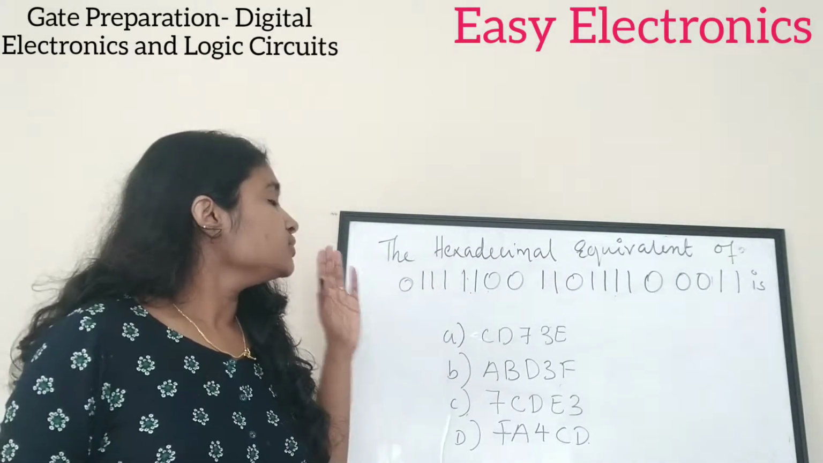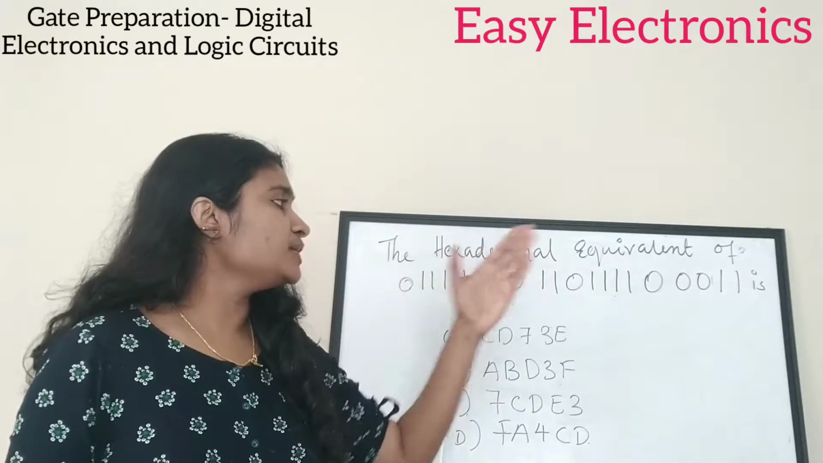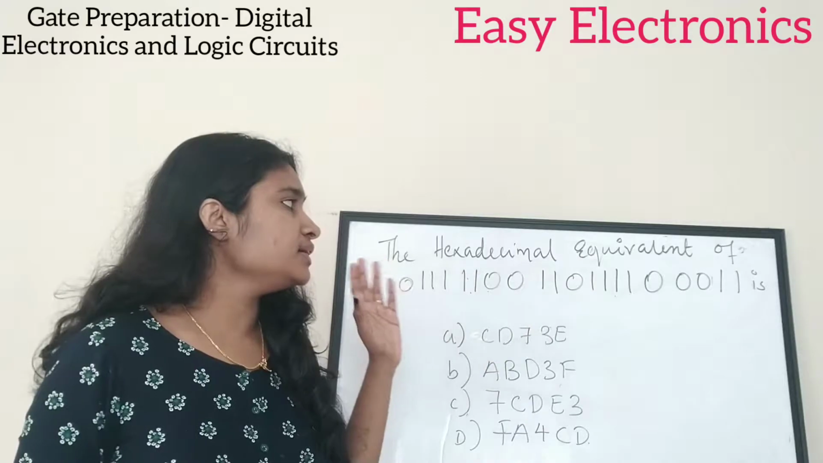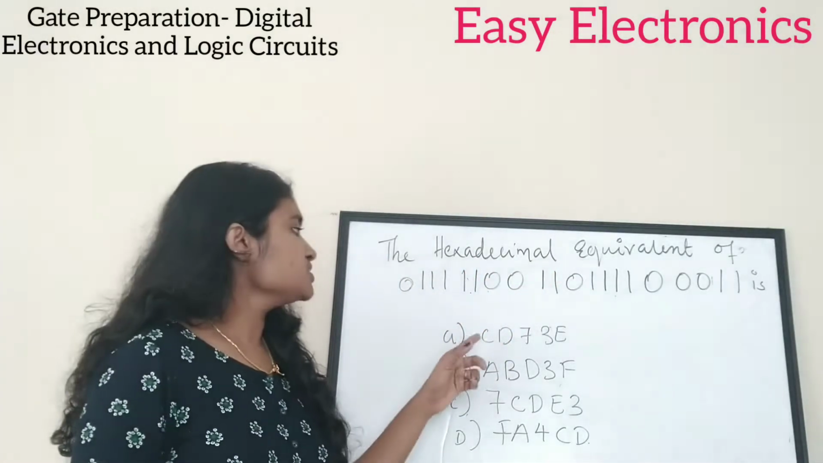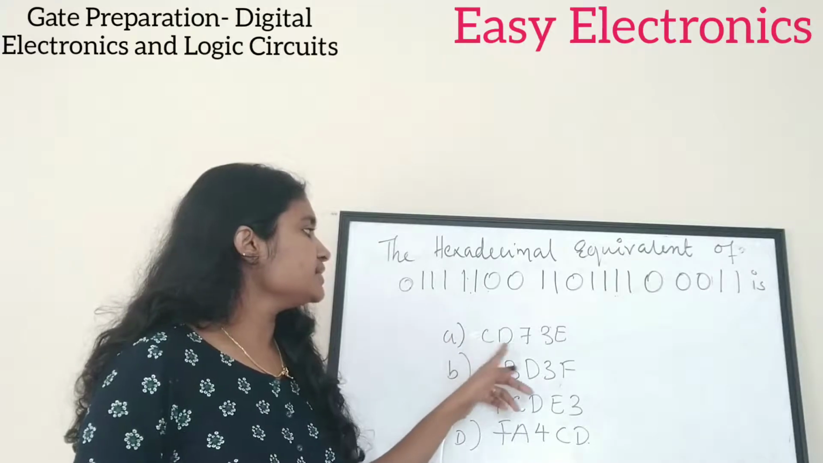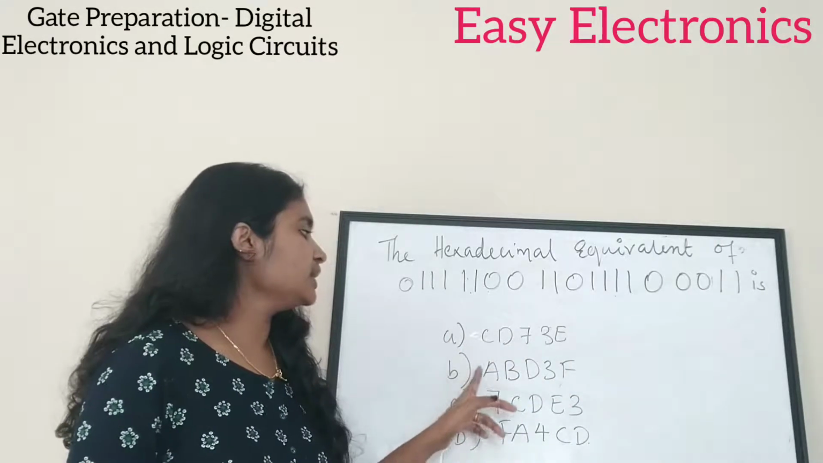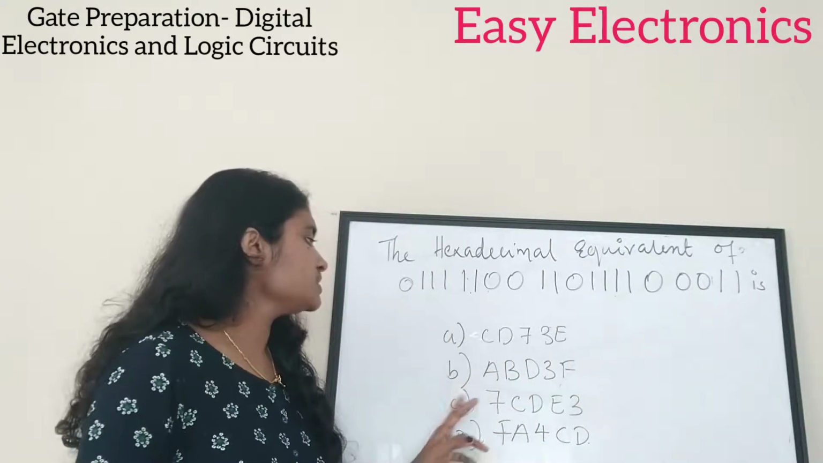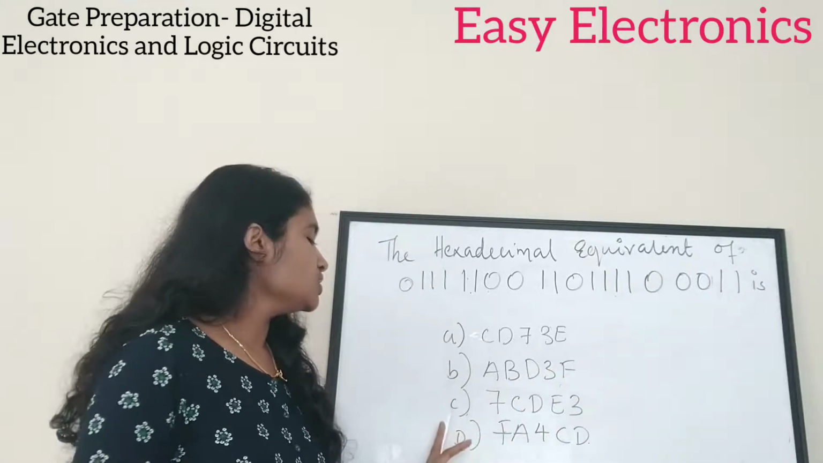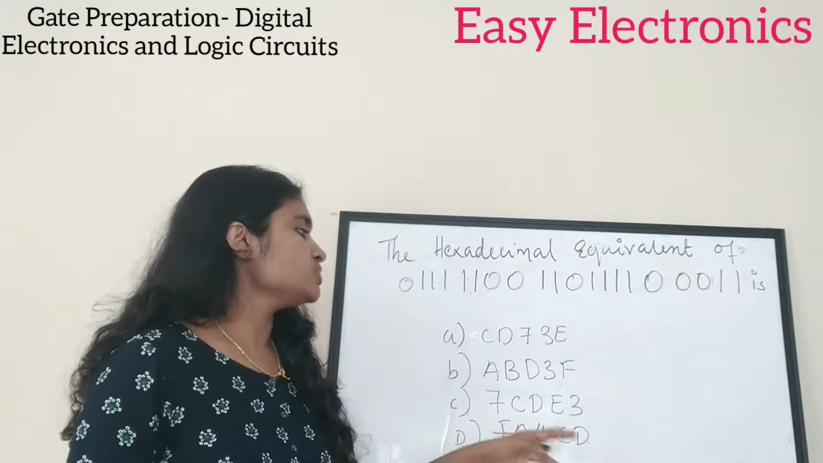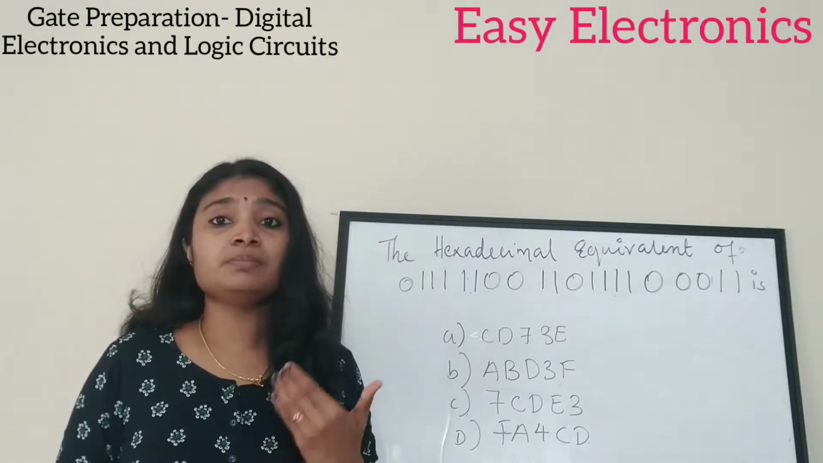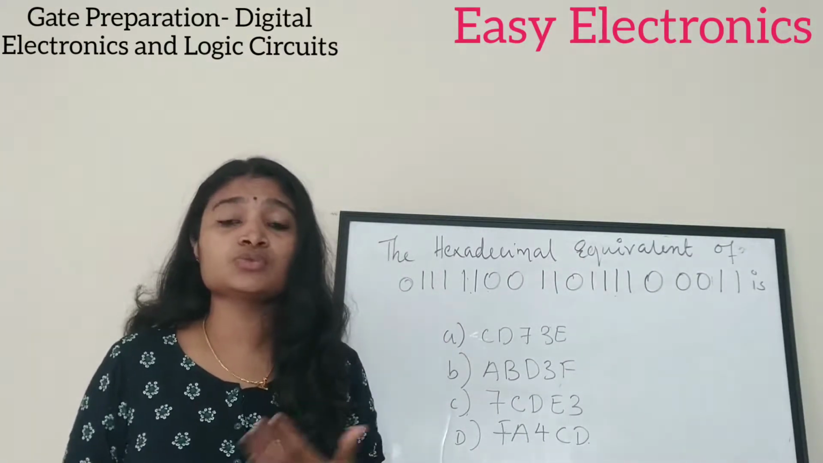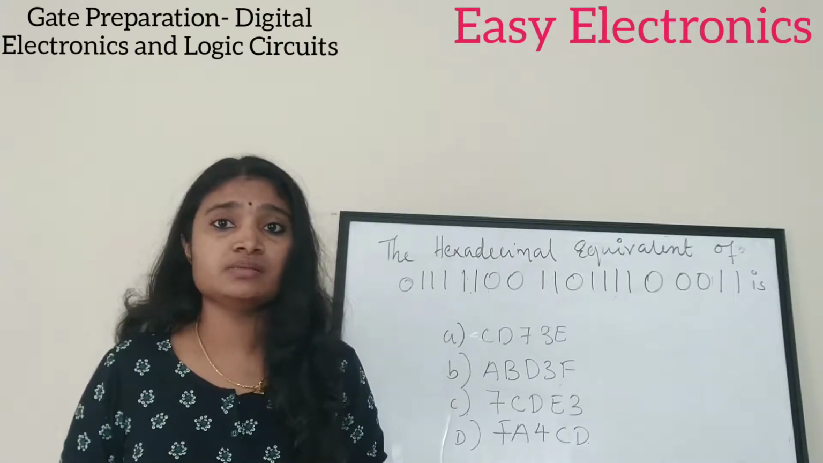Here you have to find the hexadecimal equivalent of a large binary number. The options given are A. CD73E, option B. ABD3F, option C. 7CDE3, option D. FA4CD. This is a very simple question if you know hexadecimal numbers and how to convert binary numbers to hexadecimal numbers.